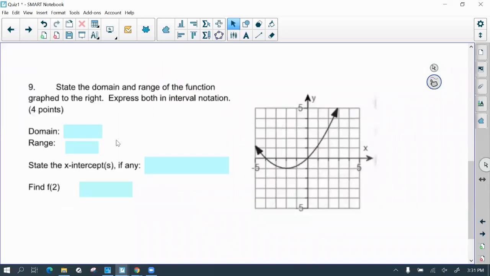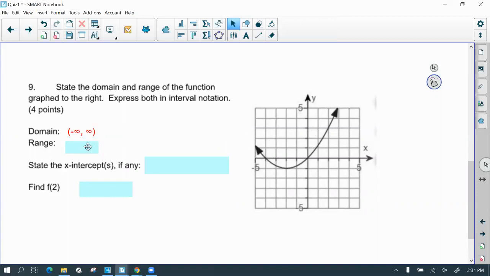Last one, number 9. The domain here, well, these arrows imply that it goes in that direction forever. So it's going up, but it's also going to the left. So since it's going to the left forever, the domain includes all x values all the way to -infinity. And this arrow implies that it's going to the right all the way to +infinity. So the domain is all real numbers.